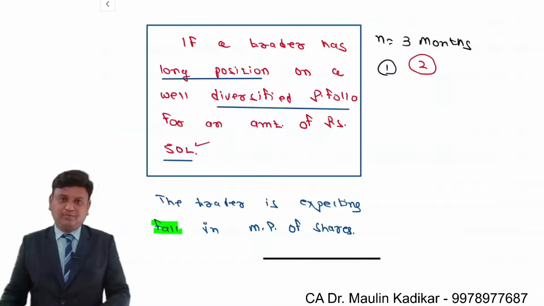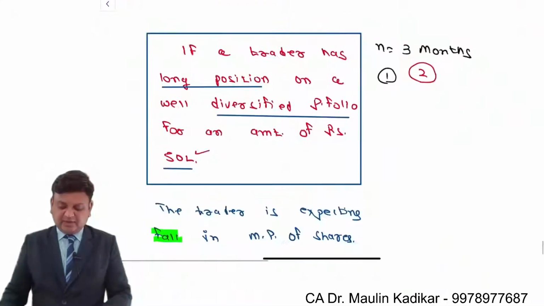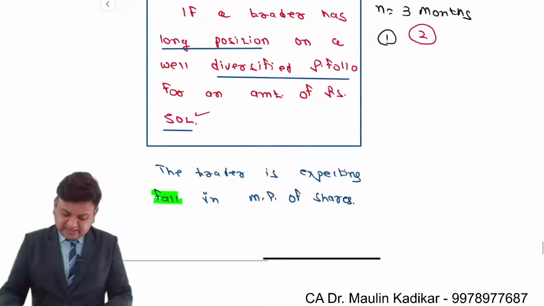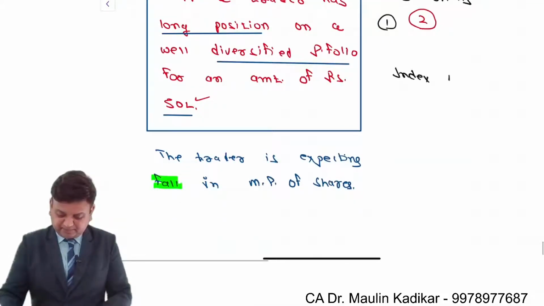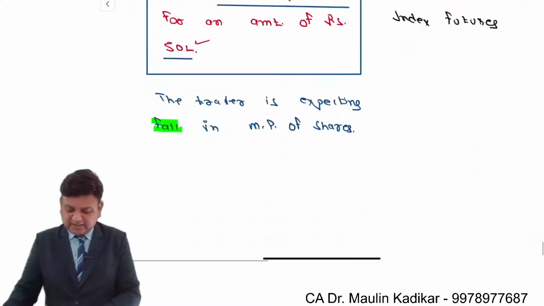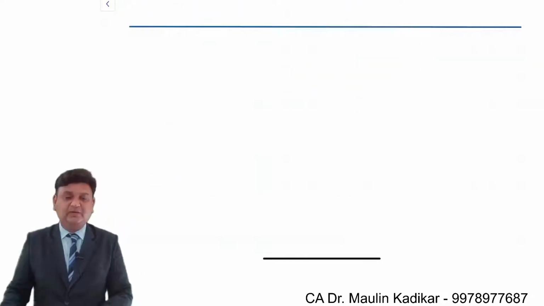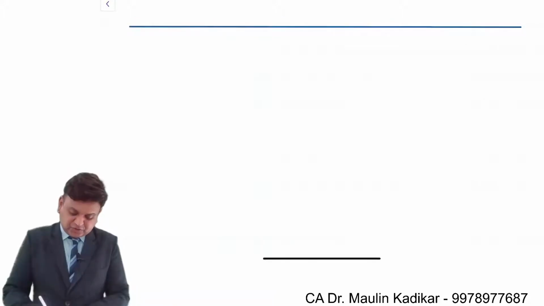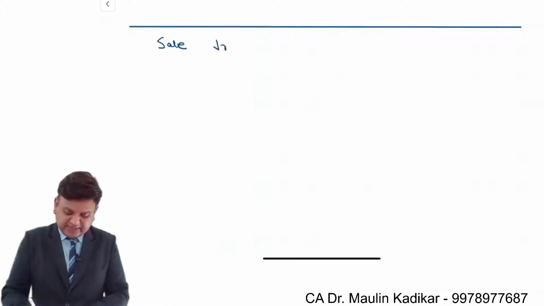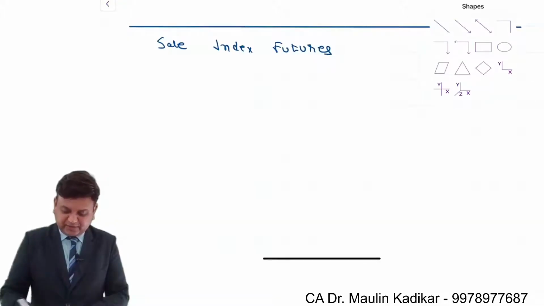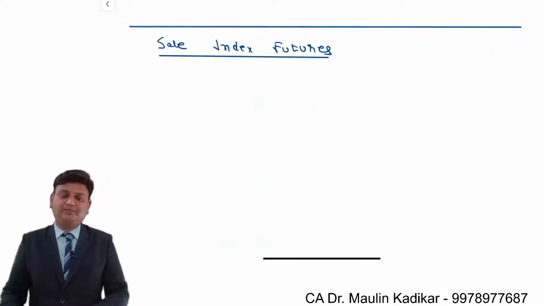Then in that case what you should do? Dear students, you can take help of the index futures transaction. You can take help of the index futures transaction. Listen carefully, I am telling you the solution first of all, and then I'll explain how that solution is going to make sense to you. The solution is you should enter into the transaction for sale of index futures for the purpose of hedging your long position in the cash market. By entering into this transaction, how will you be able to hedge?